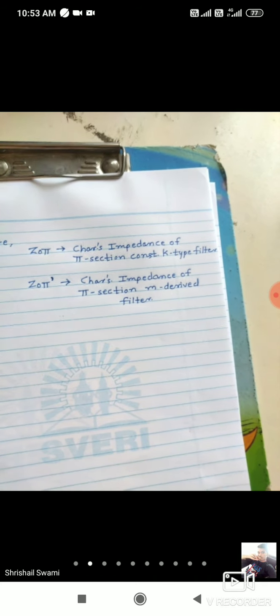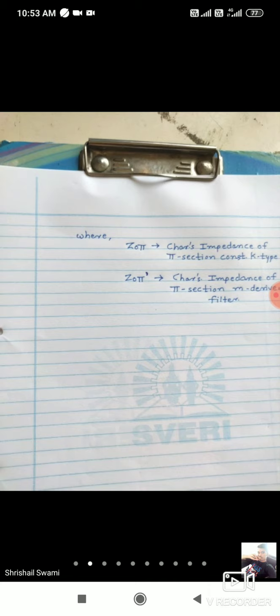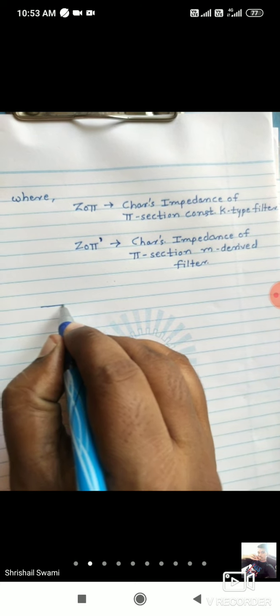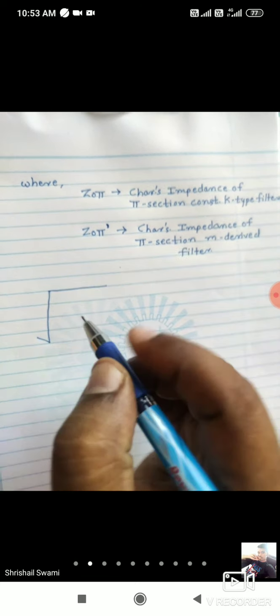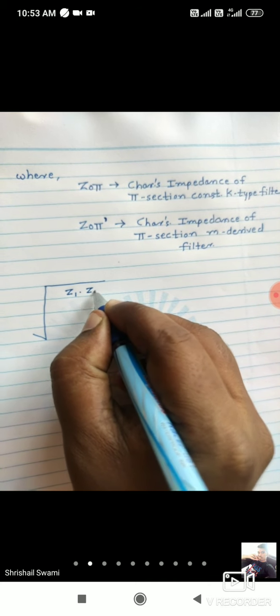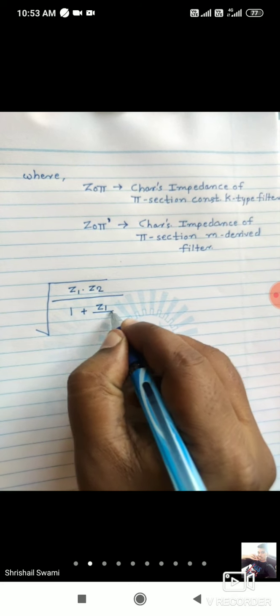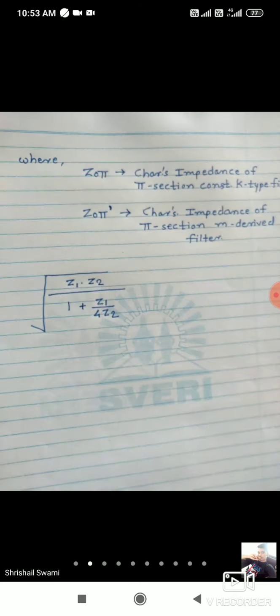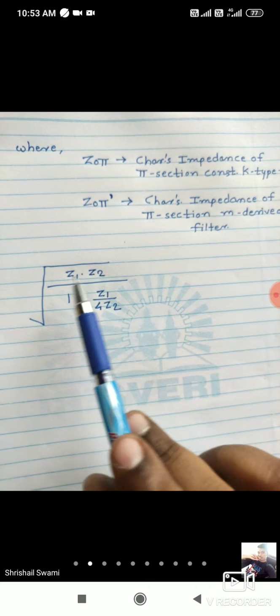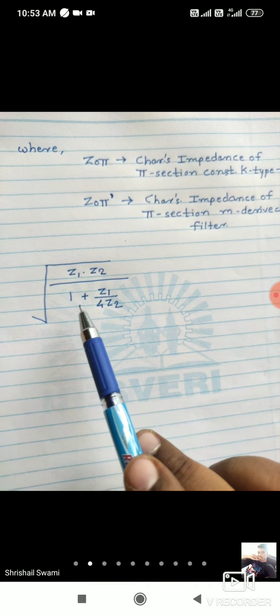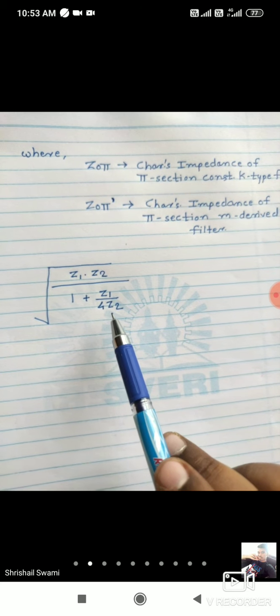So what is the formula of this Z0 pi? Anyone recall? कोणाला आठवतंय का? What will be the formula for Z0 pi? Okay, so I will write Z0 pi is under root Z1 into Z2 divided by 1 plus Z1 divided by 4Z2. So this is the Z0 pi under root Z1 into Z2 divided by 1 plus Z1 by 4Z2.